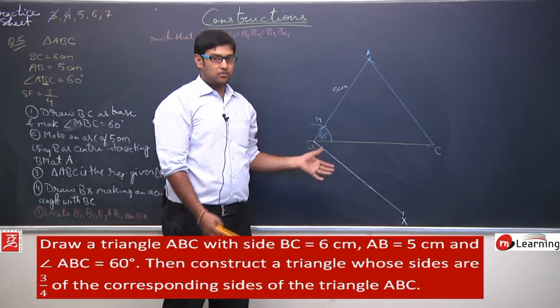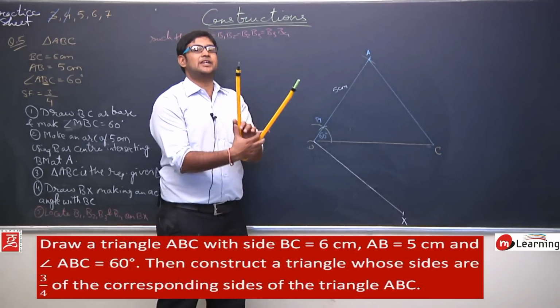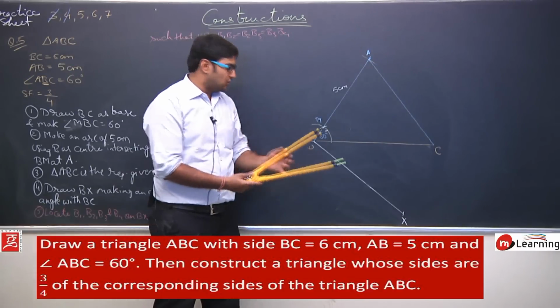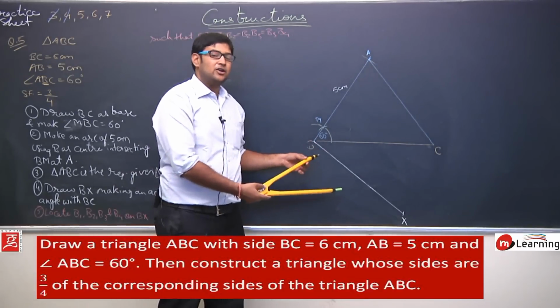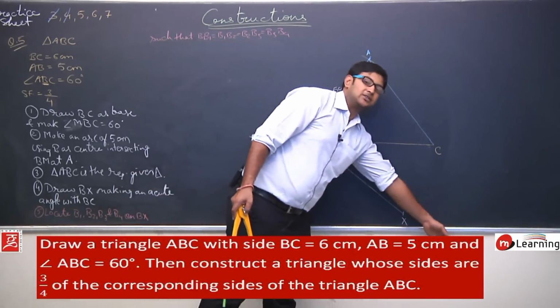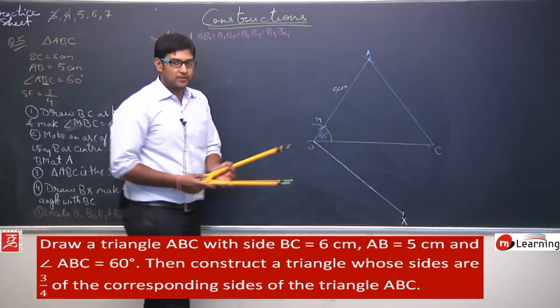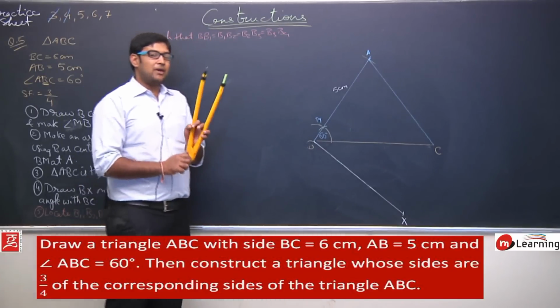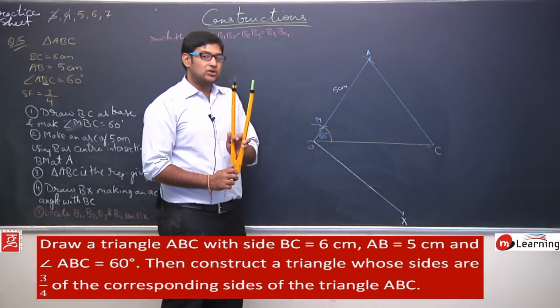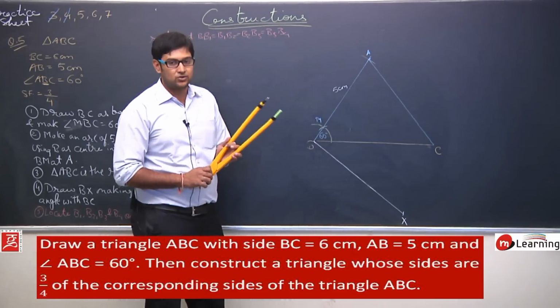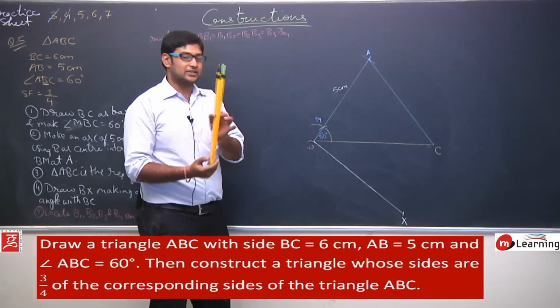For example, if I take this much radius, am I able to mark 4 points using this radius on this BX? Obviously not. For that I have to extend this BX. I would have to go below this board as well, but it will be difficult for me. So better, I should assume a radius such that 4 points can be located easily on this BX. So let us take this radius.